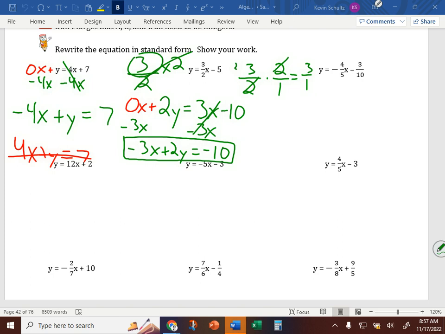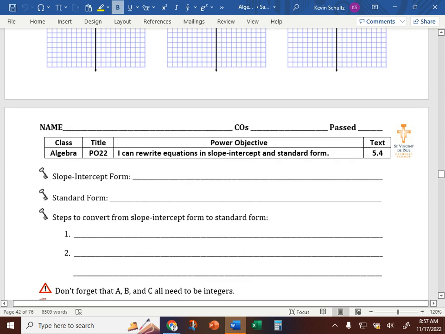Okay? So to get rid of that fraction, whatever the denominator is, that's what you're going to multiply by. Okay? Let's not do the third one quite yet. Let's skip down to the one below it where we only have one fraction, just to practice this a little bit more.